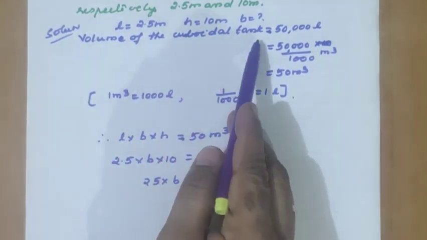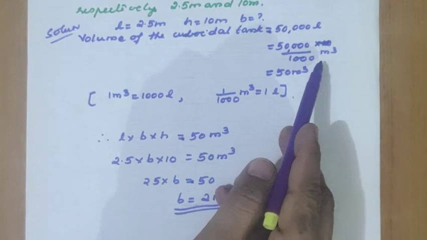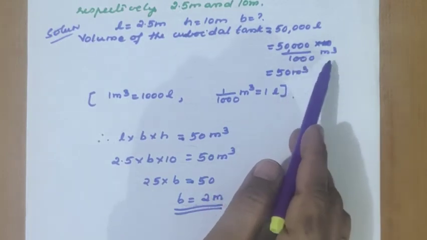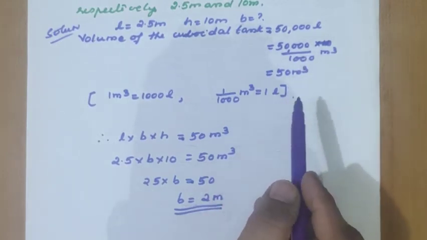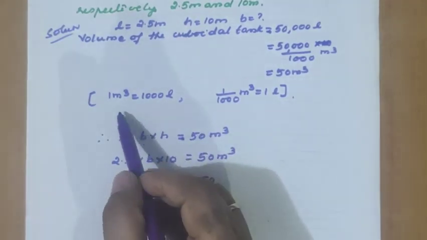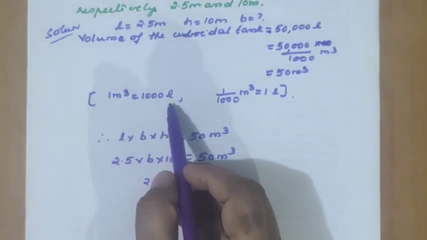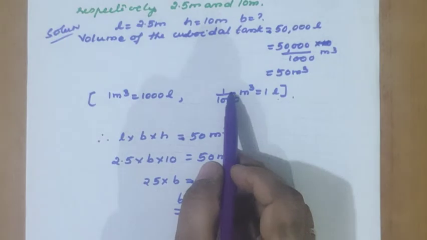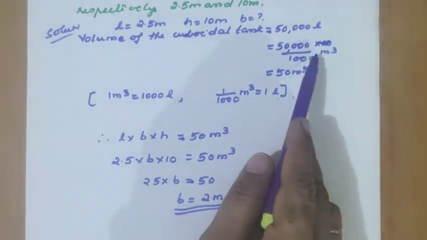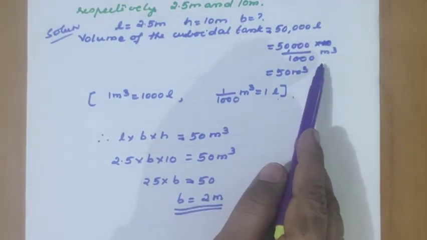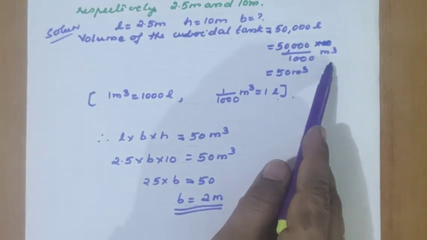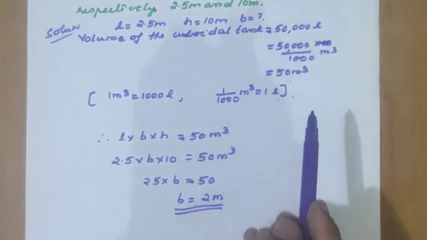The volume of the cuboidal tank is equal to 50,000 liter. That is 50,000 divided by 1000 meter cube. Conversion I have already written here: 1 meter cube equal to 1000 liter. That means 1 liter is 1 by 1000 meter cube. So we are dividing by 1000, so the answer is in meter cube. The answer is 50 meter cube.